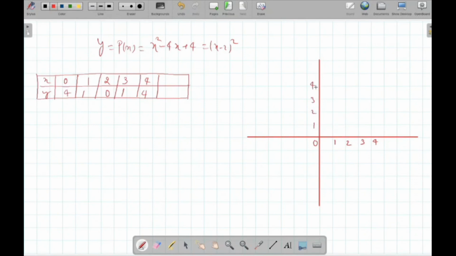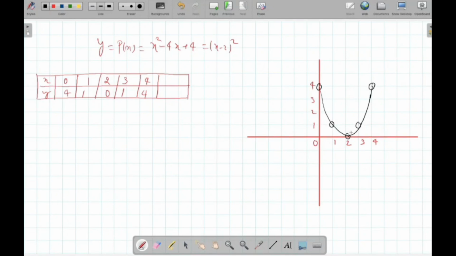When x was 0, y was 4. When x was 1, y was 1. When x was 2, y was 0. When x was 3, y was 1. When x was 4, y was 4. So again, when you plot the graph, it will look like this. So the graph will look like this.